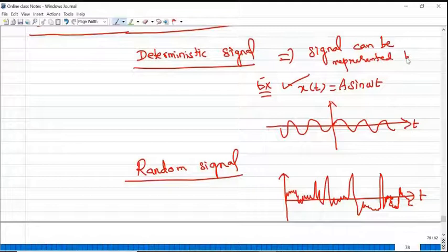Signal can be represented by mathematical model, mathematical equations.